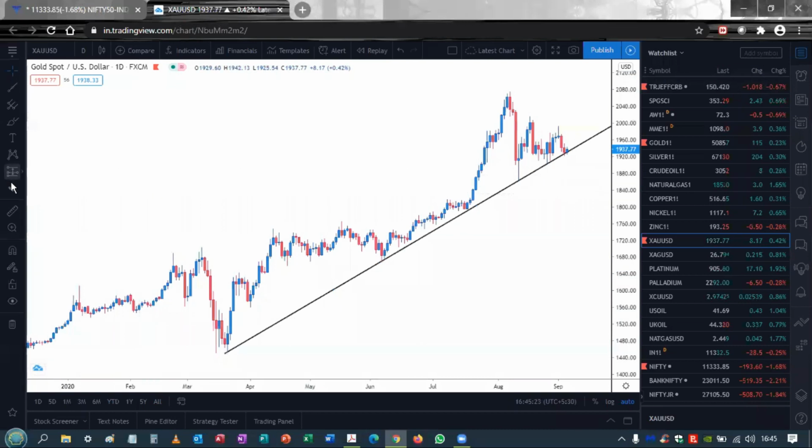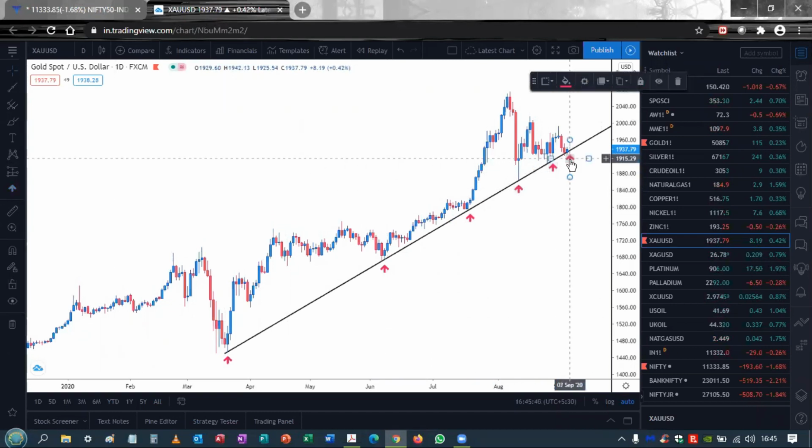So as you can see, price is taking support. This is the first swing low. This is the second swing low. And as you can see, price took support over here, and multiple times it took support over here, then again over here.